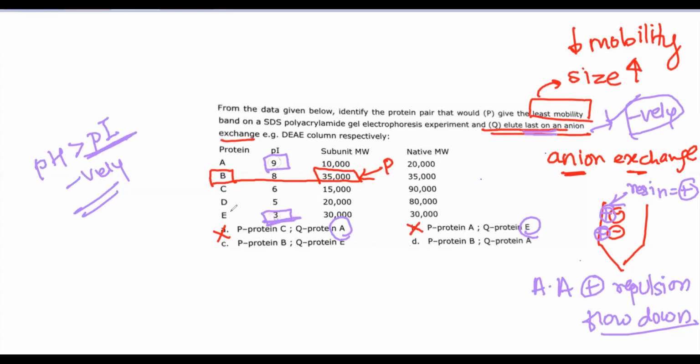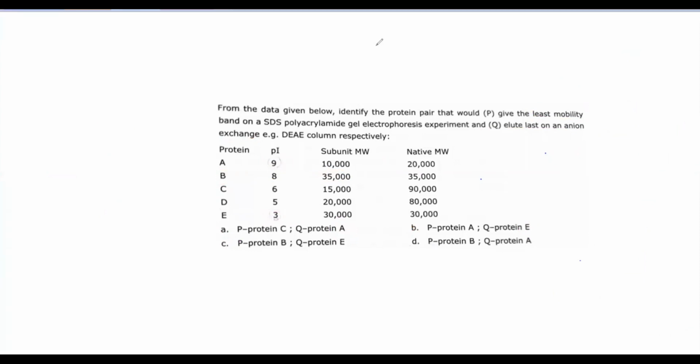So this particular protein E would be my answer. So protein E would be the one that would elute out last. If they would have asked elute out first, then D would be my correct option. I hope this is clear. Let us go to the next question. Now, what is the next question?